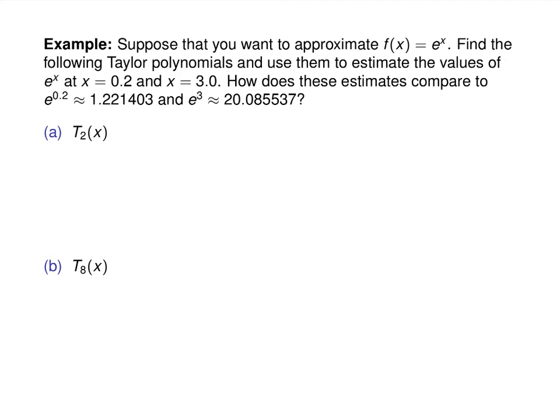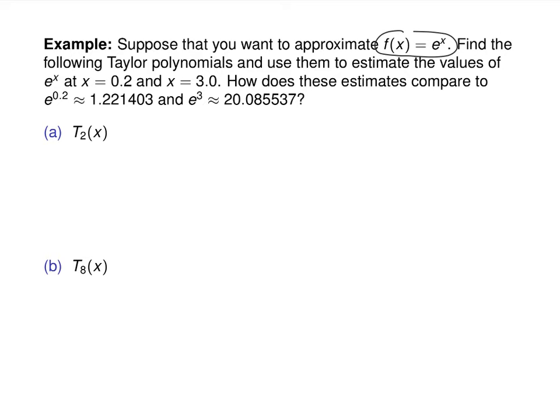So here we're going to illustrate that point. So suppose you want to approximate the function e to the x. So we're going to find the following Taylor polynomials, and we're going to use them to estimate e to the 0.2 and e to the third. And as I said, this Maclaurin series is centered at 0, so it's going to do a better job approximating things closer to 0, which means that the approximation of e to the 0.2 will probably become more accurate more quickly than the approximation of e to the third.